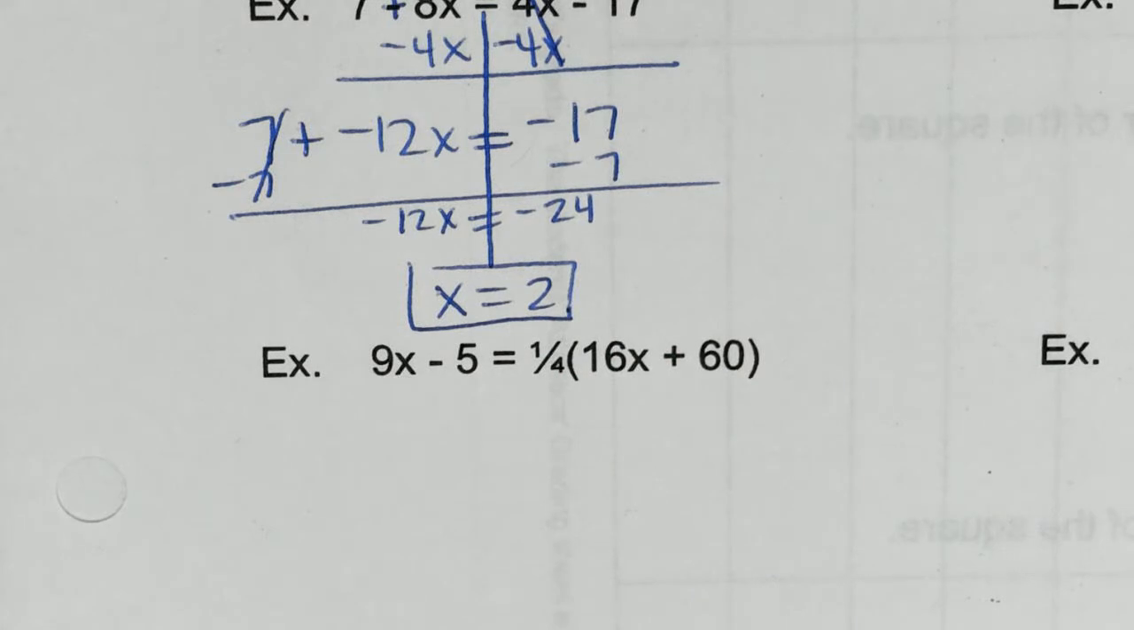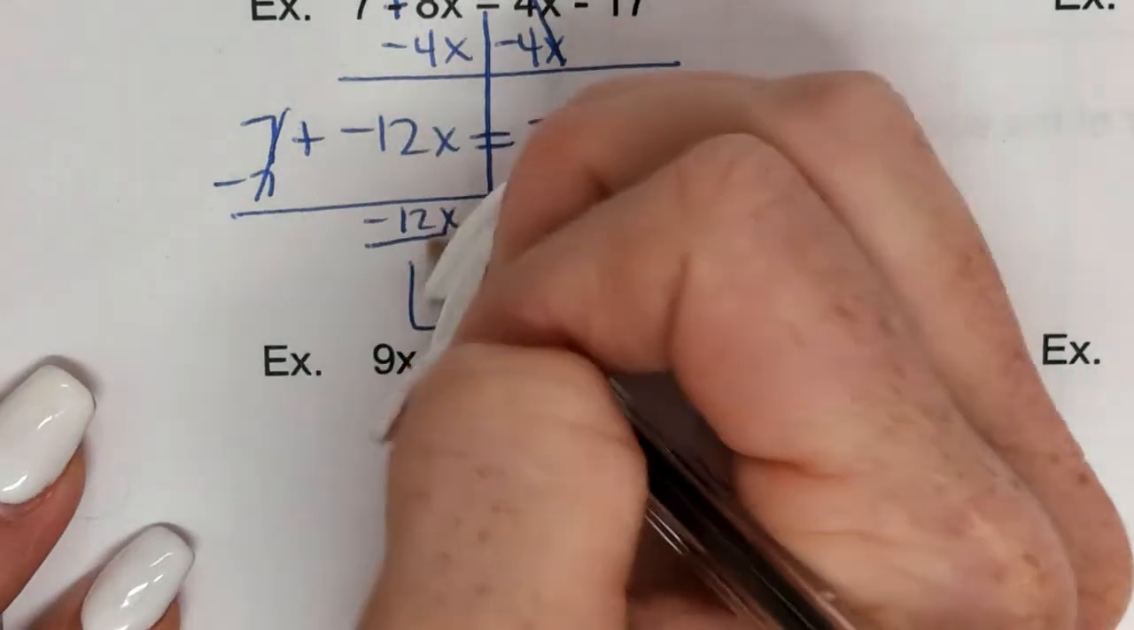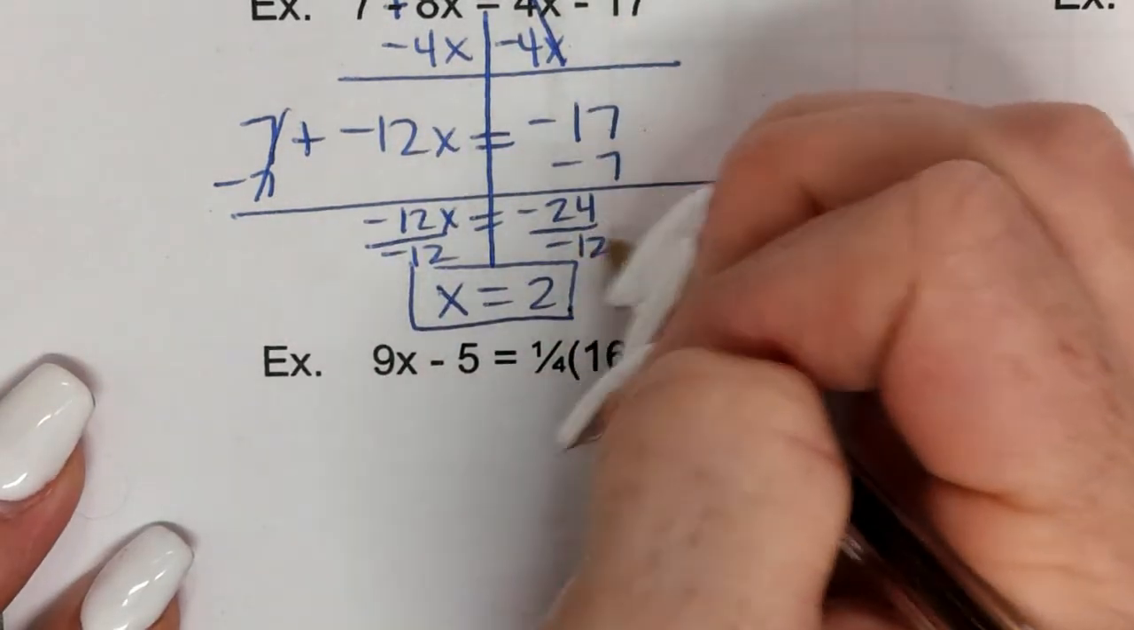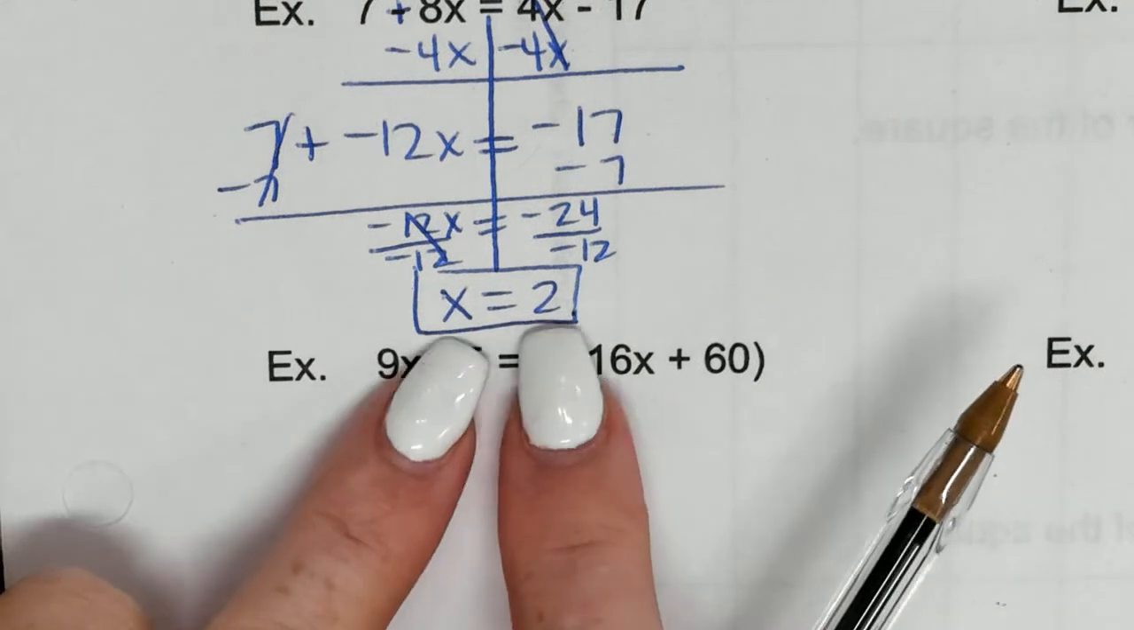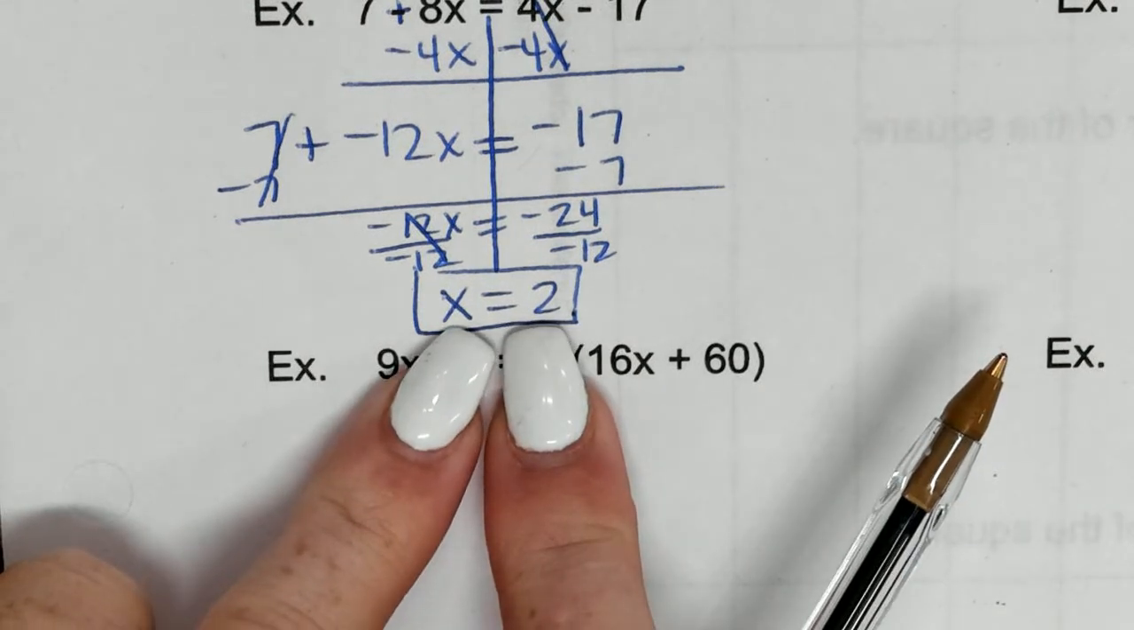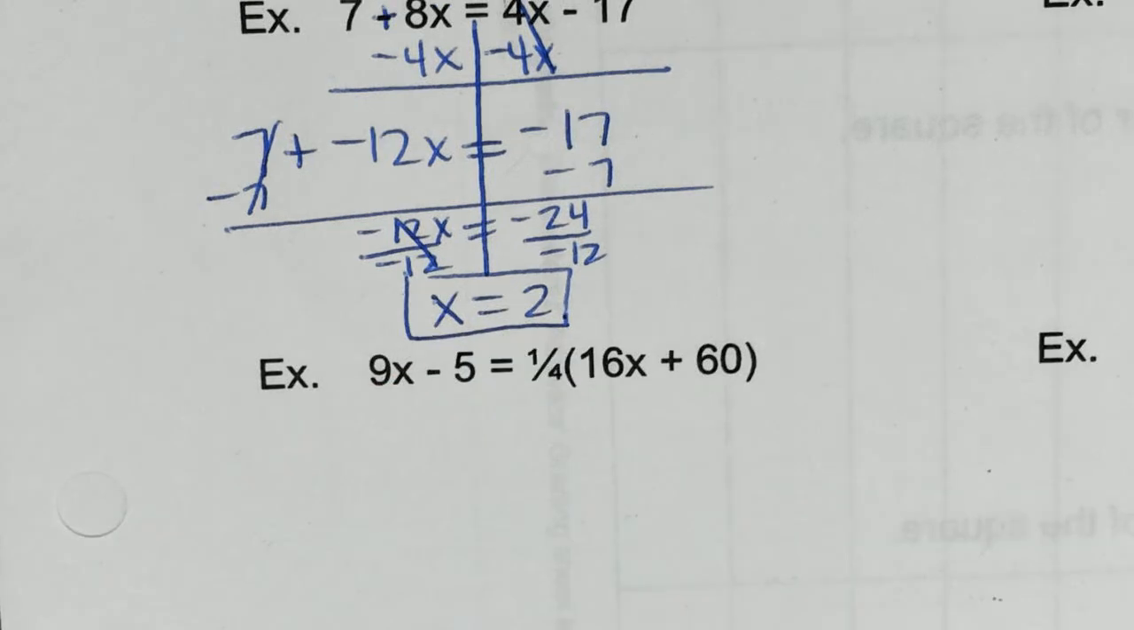I move the coefficient by division. And what is negative 24 divided by negative 12? So did I get it right? Yes, so all my work is good. I can move on to the second one.